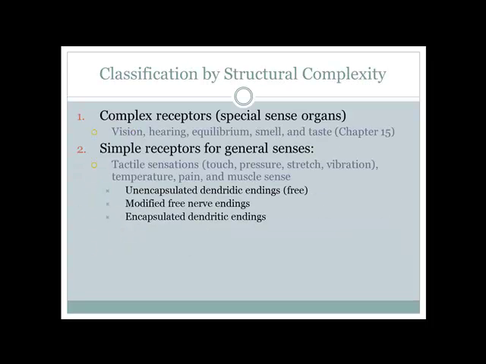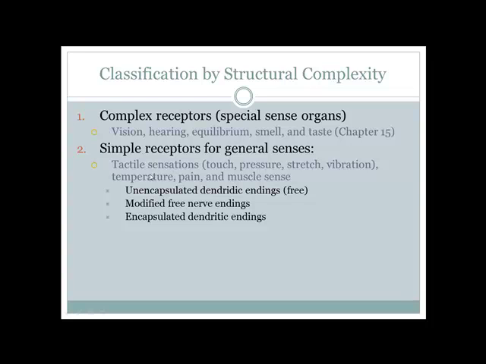Now structural complexity. They can be complex or simple. Complex ones are going to be our special senses. We go over this in chapter 15. Our simple receptors are going to be for our general senses. Touch, pressure, stretch, or vibration. Okay, you're going to get pain and temperature and muscle sense.